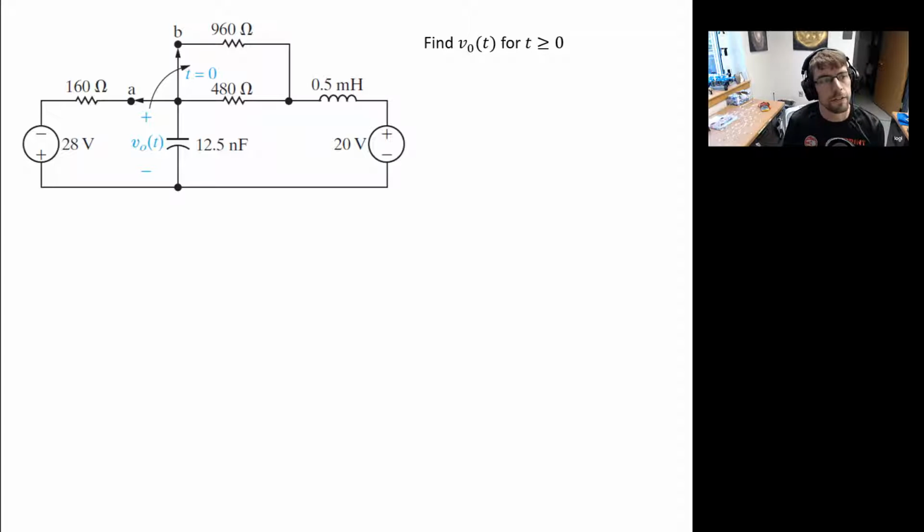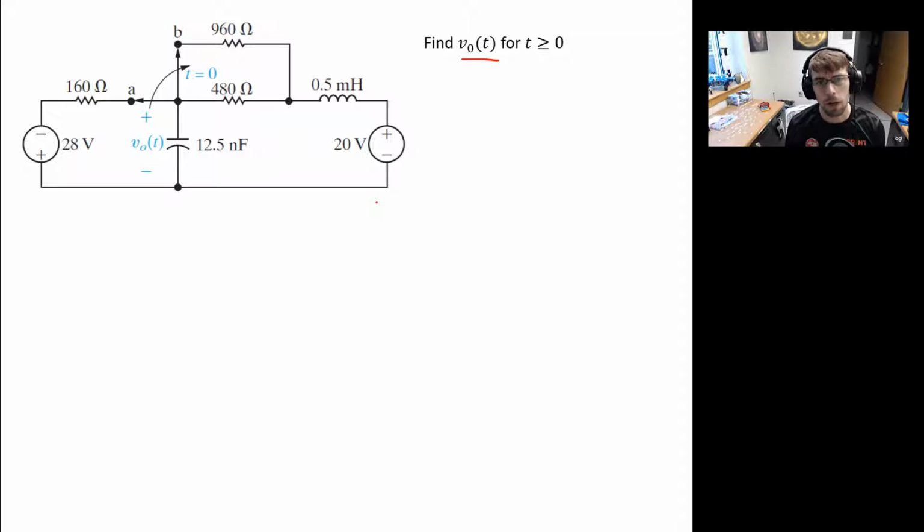So what we have here is a circuit containing, of course, a capacitor and inductor and some resistors. And we're going to flip the switch from A to B at time equals 0. And what we're asked to find is V naught of t. In other words, the potential drop across the capacitor.